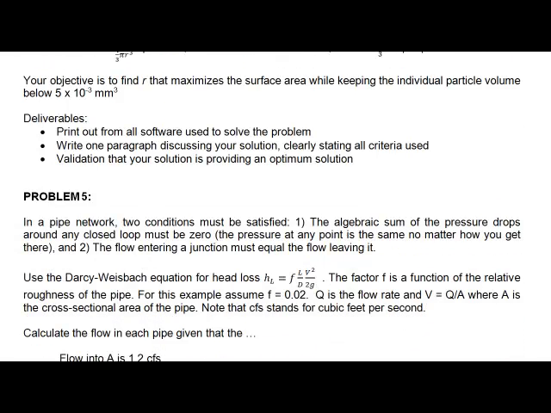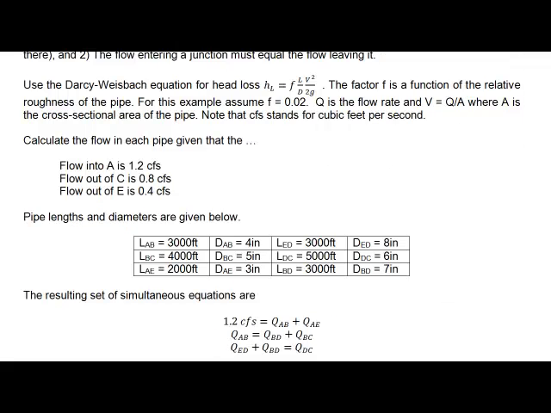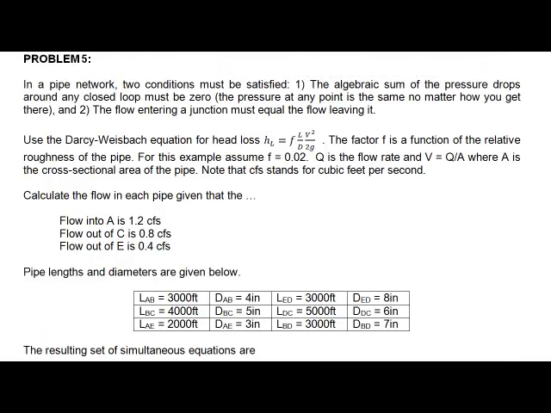Problem 5, this is another system of equations. This is a piping system. Alright, a pipe network. In a pipe network, two conditions must be satisfied. The sum of pressure drops around a closed loop must be 0. In other words, the pressure at that point has to be the same no matter how you went through the pipes to get there. And this is just common sense. The flow entering a junction must be the flow leaving it. Flow in equals flow out.